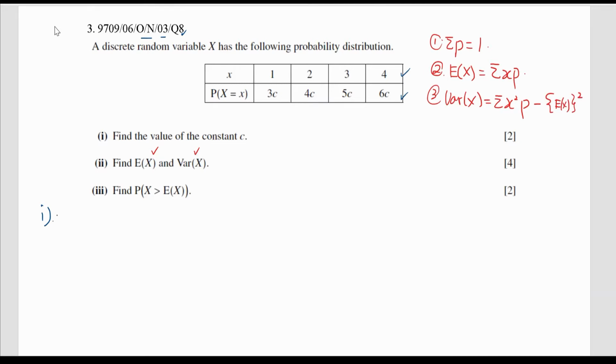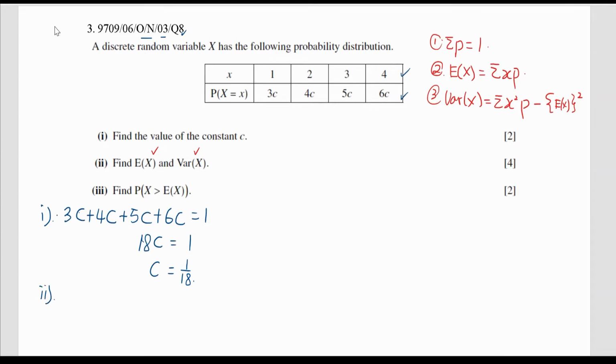So answering part 1, 3c plus 4c plus 5c plus 6c must equal 1. So what is the value of c? 3 plus 4 plus 5 plus 6 gives 18c equals 1. Hence, c equals 1 over 18. Now we answer part 2.